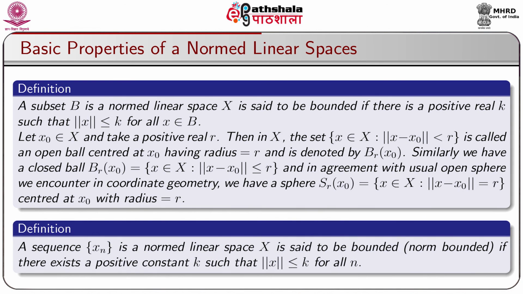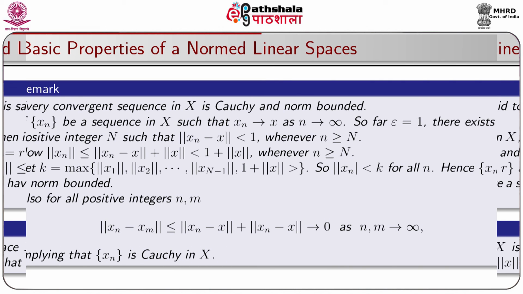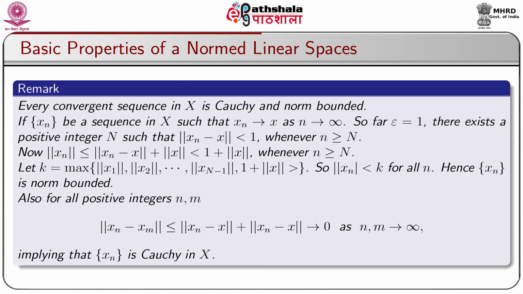Now let us take a definition. A sequence xn in a normed linear space X is said to be bounded if there exists a positive constant k such that norm of xn is less than or equal to k for all n. In analogy with real analysis, a set is said to be bounded if there exists a constant k such that modulus of x is less than or equal to k for all x belonging to the set concerned. So, we note this remark: every convergent sequence is Cauchy and bounded.